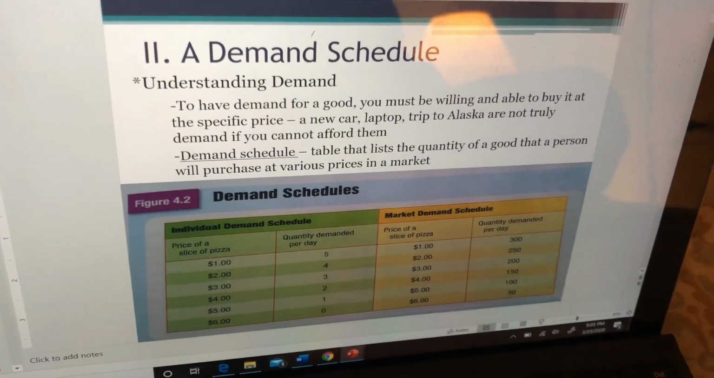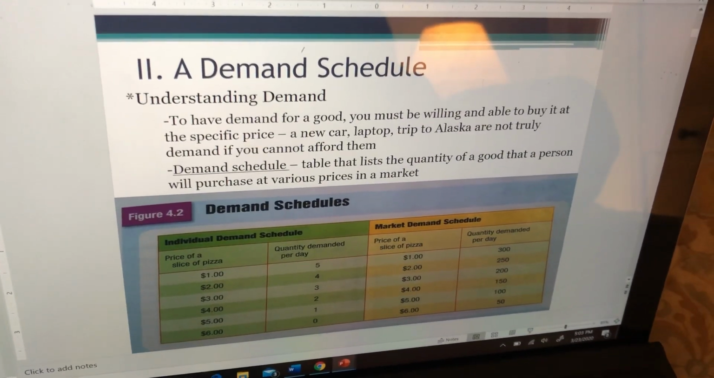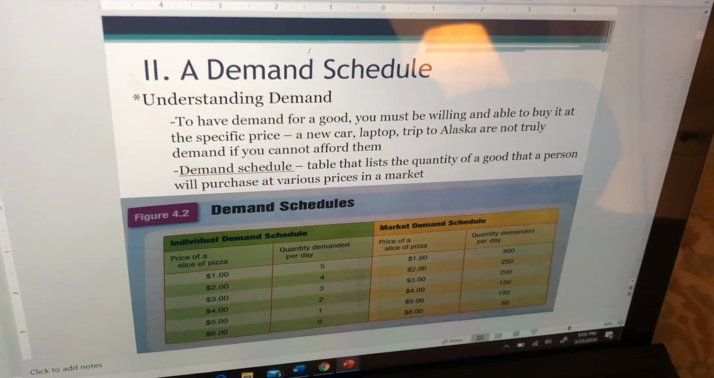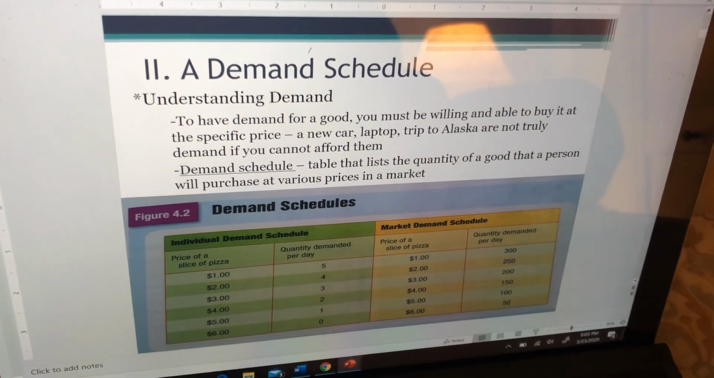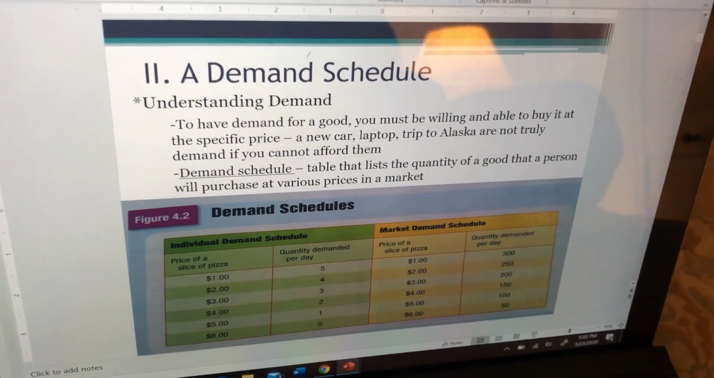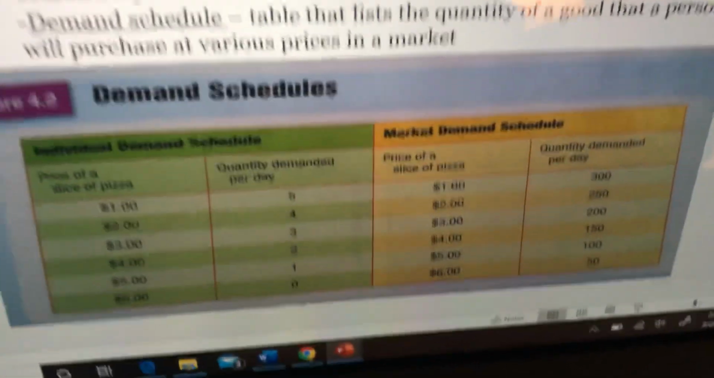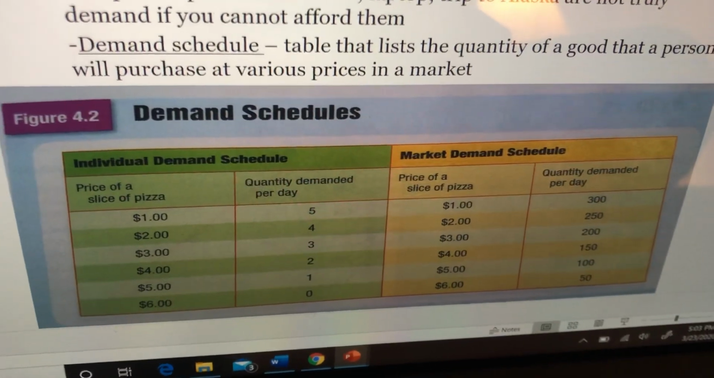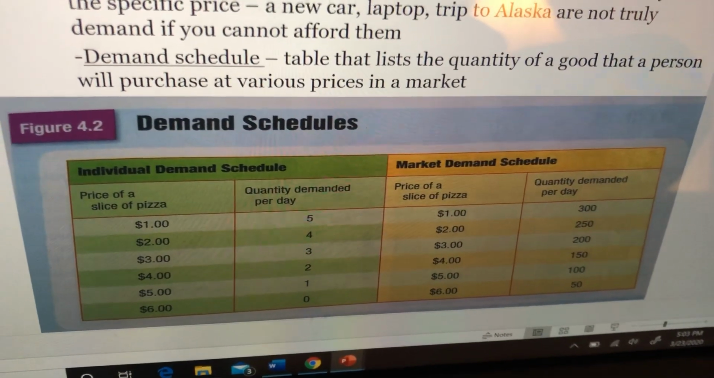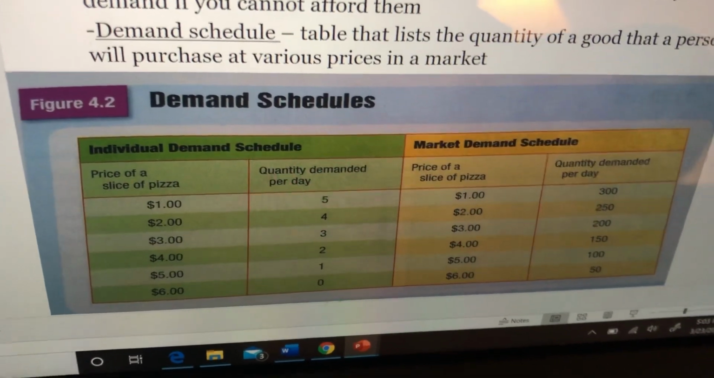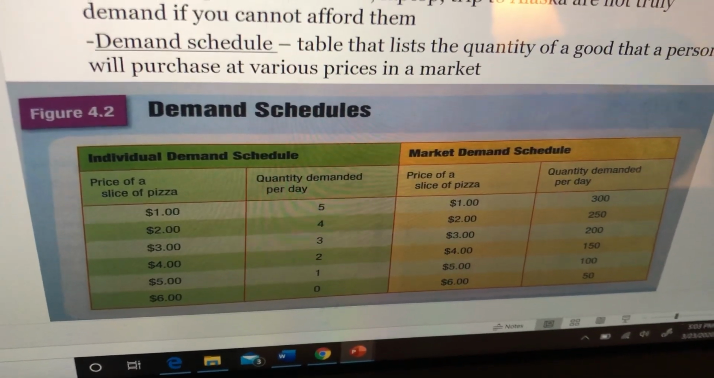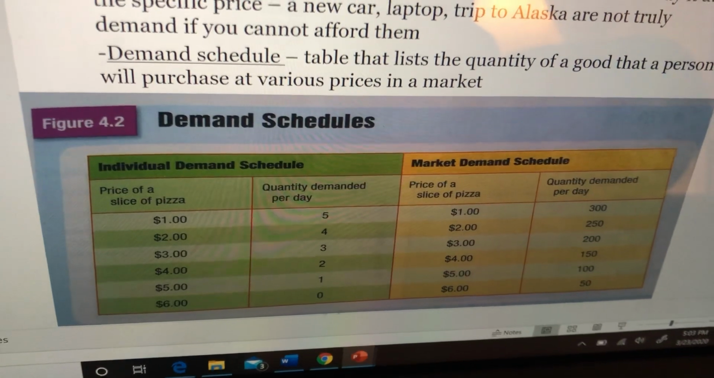All right, girls, almost done. So a demand schedule, again, just highlighting, you have to have demand for a product. You have to be willing and able to buy it, okay? The demand schedule is simply listing the quantity of a good that a person will purchase at various prices in the market. On the left, the green is for an individual. That would be like my demand for pizza. On the right is total market demand.